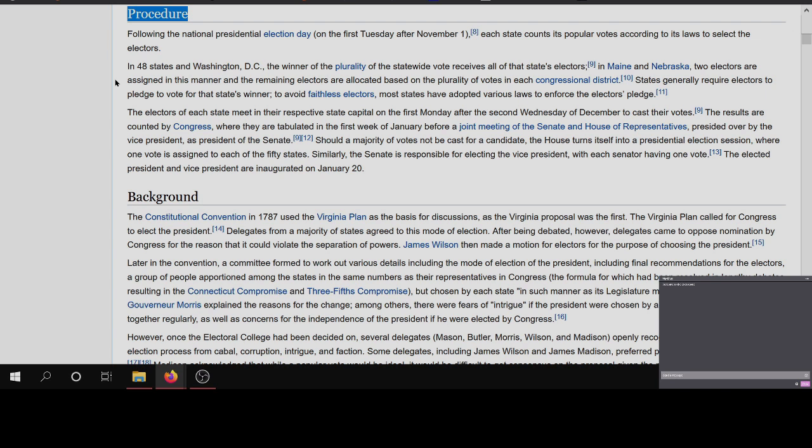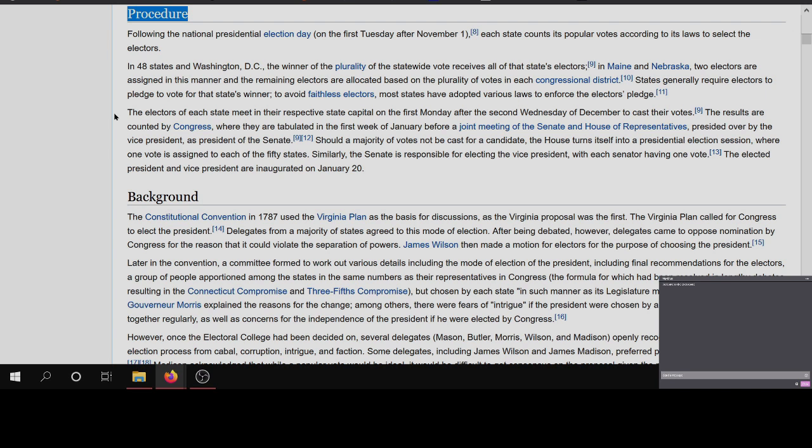States generally require electors to pledge to vote for the state's winner to avoid faithless electors. Most states have adopted various laws to enforce the elector's pledge. The electors of each state meet in their respective state capitals on the first Monday after the second Wednesday of December to cast their votes.